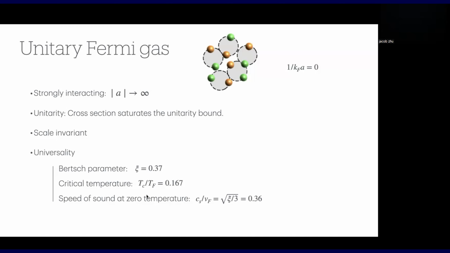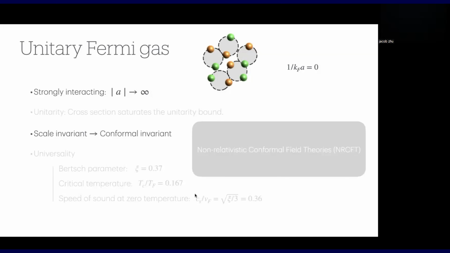You also have the critical temperature. So that's, for example, what we used to plot the previous graph, in units of the Fermi energy, and also the speed of sound at zero temperature that actually depends on the Bertsch parameter. And the speed of sound is fixed by symmetry in your system. You don't really have a choice for the form of the speed of sound. And the symmetry here is a non-relativistic conformal symmetry. So scaling invariance in this situation implies conformal invariance.